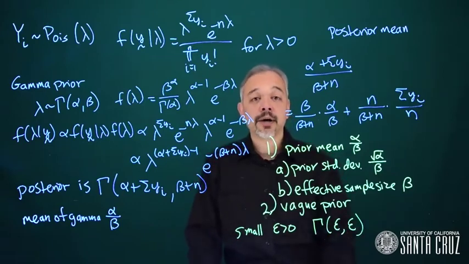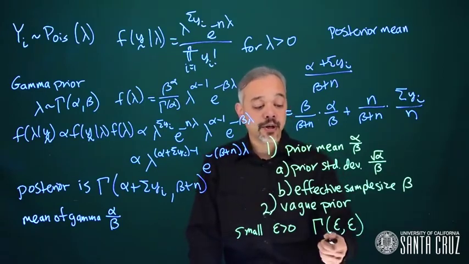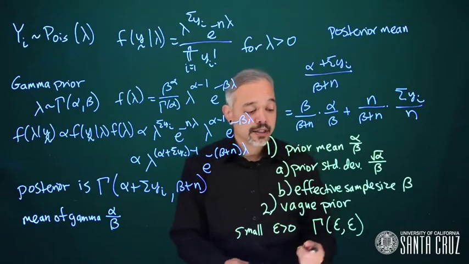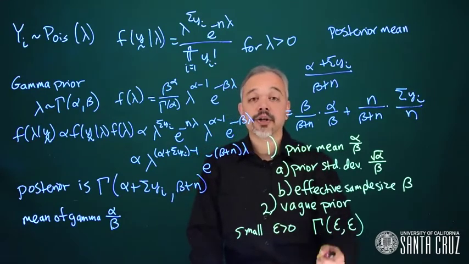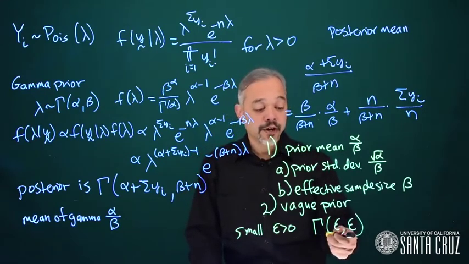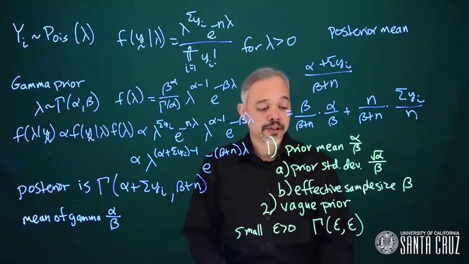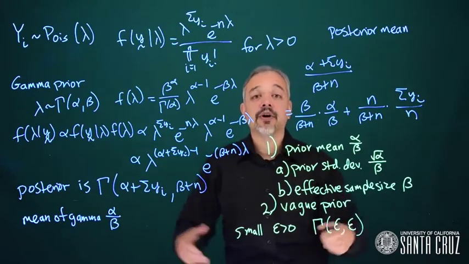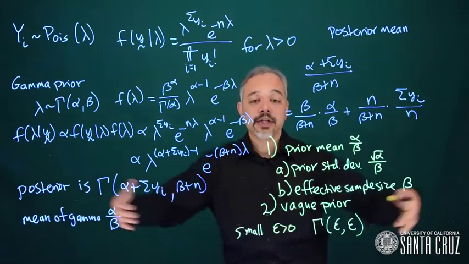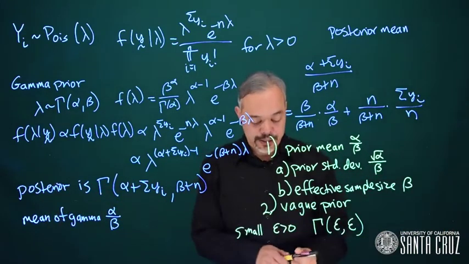As long as these are both strictly positive, this is a proper prior, it's a proper distribution. In this case, then, the mean will be epsilon over epsilon, which is 1, but its variance will be huge, essentially 1 over epsilon. If epsilon is small, there'll be a really big variance, and so this will be a very diffuse prior across the whole space.